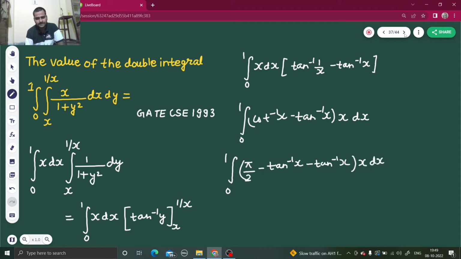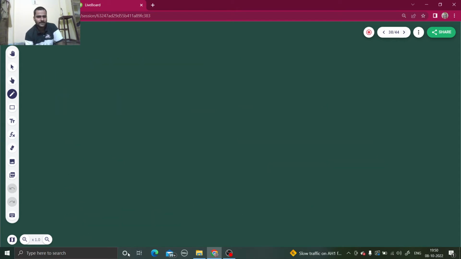X dx, so this is 0 to 1, pi by 2 minus 2 tan inverse x. We can use integration by parts, treating this as the first function, treating this as the second function, first function as it is. So first function, that means pi by 2 minus 2 tan inverse x, into integration of x, which is x square by 2, minus integration of derivative of first.